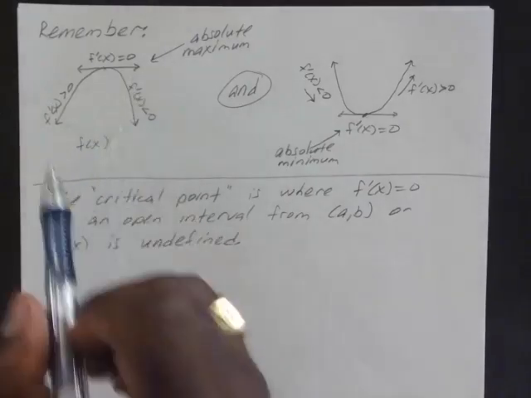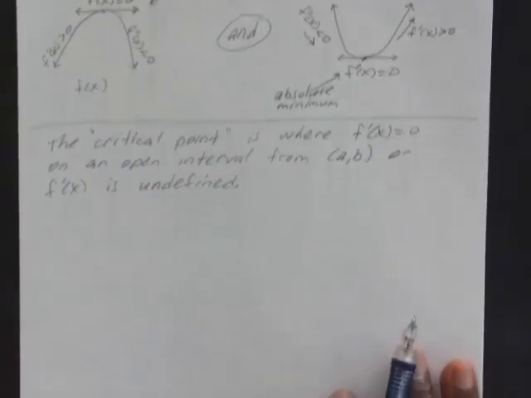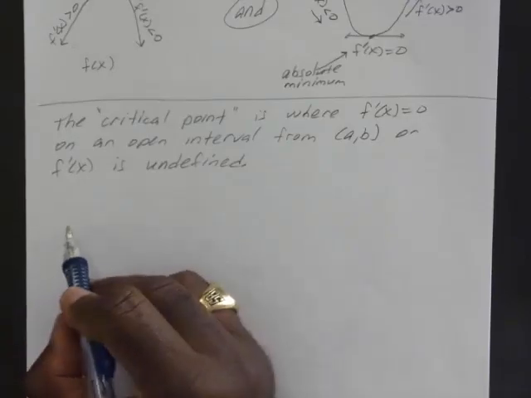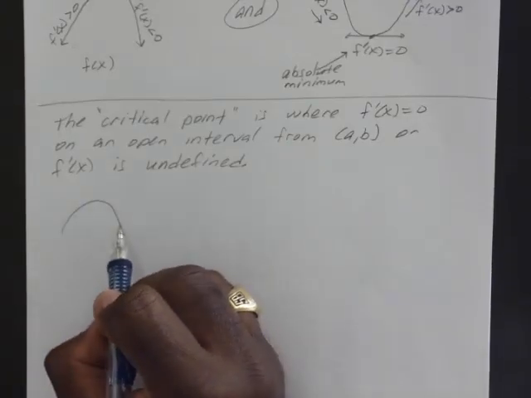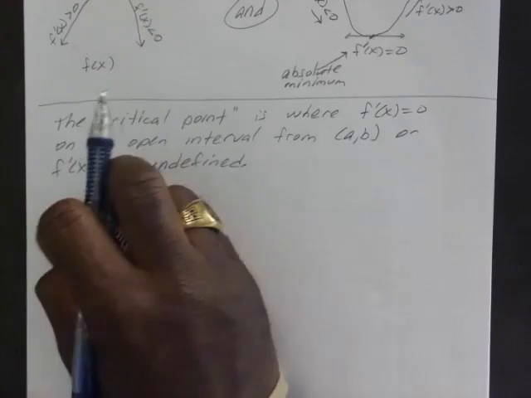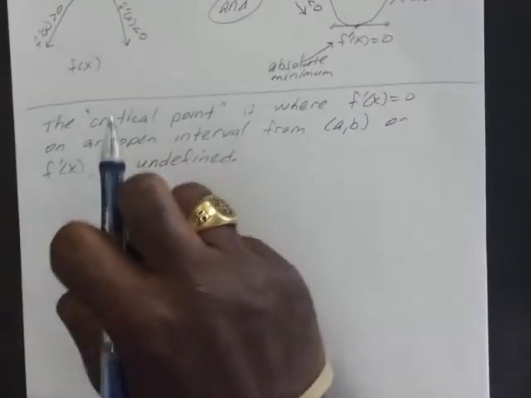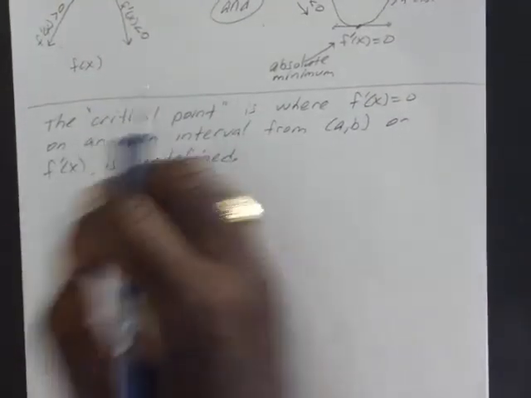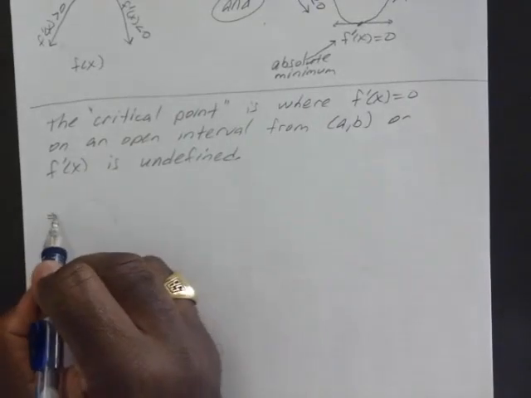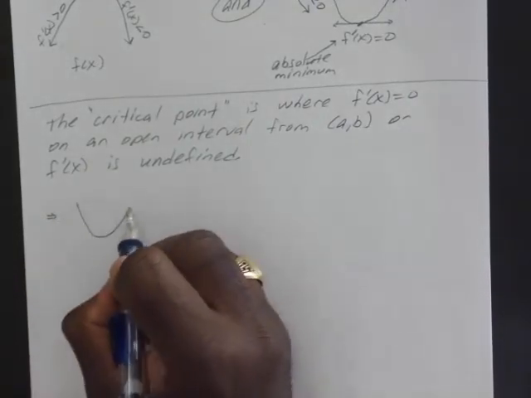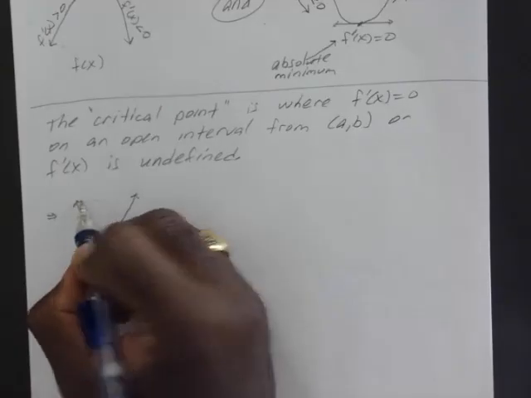Now for this graph, let's say if we're looking at, I'll do the positive one first. So let's say if we have our graph that looks like this.